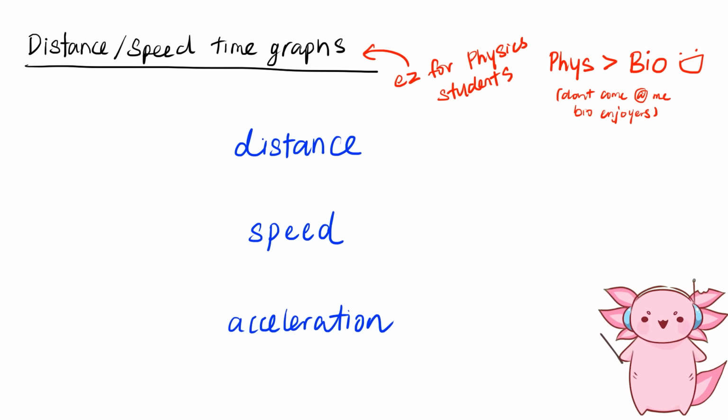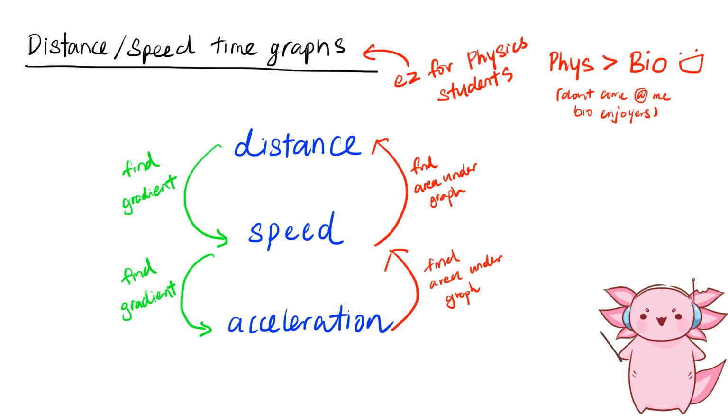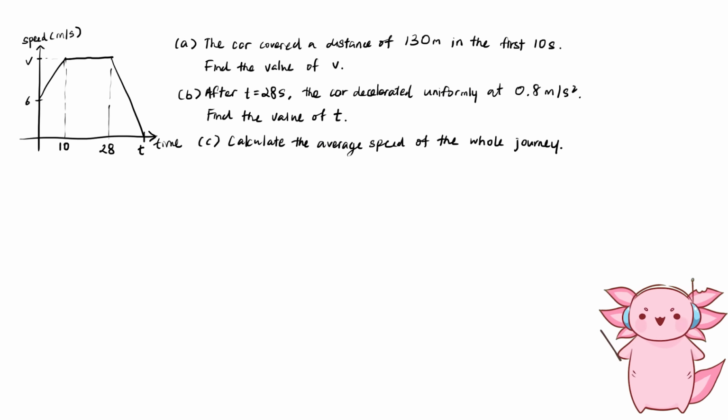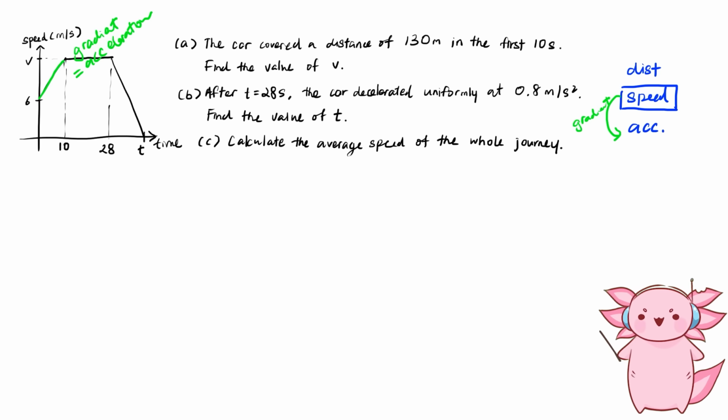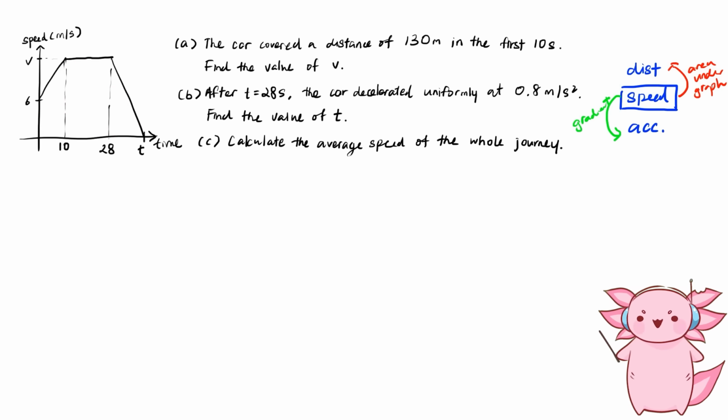The secret is that going down the ladder is finding the gradient, and going up the ladder is finding the area under the graph. So for this question here, it gives us the speed-time graph. The gradient is the acceleration, and the area under the graph is the distance. For part A, they tell us that the distance for the first 10 seconds is 130 meters. So we have to equate the area under the graph to 130.